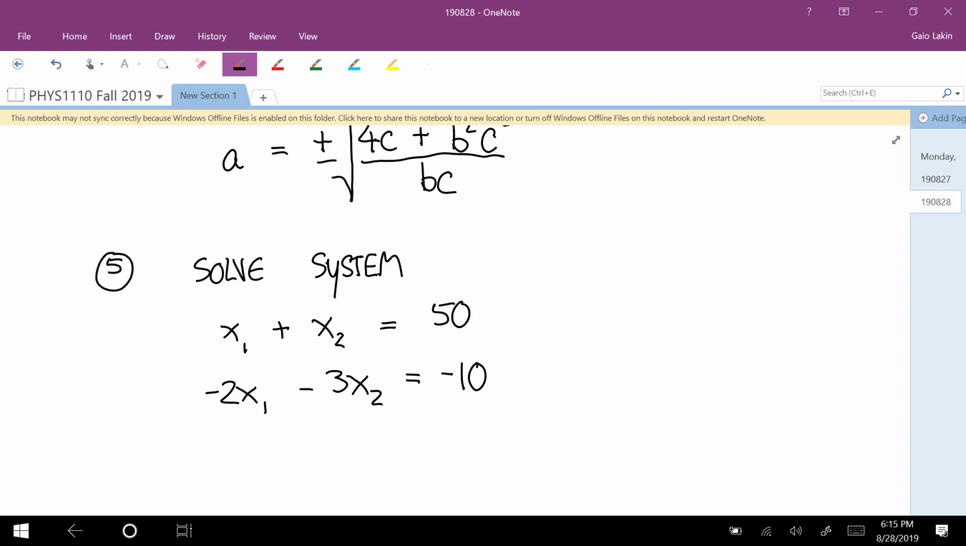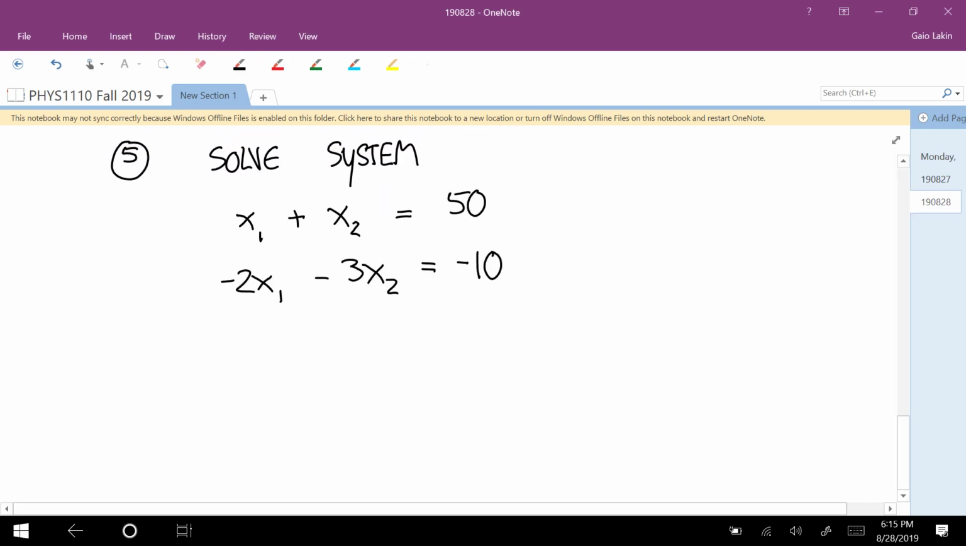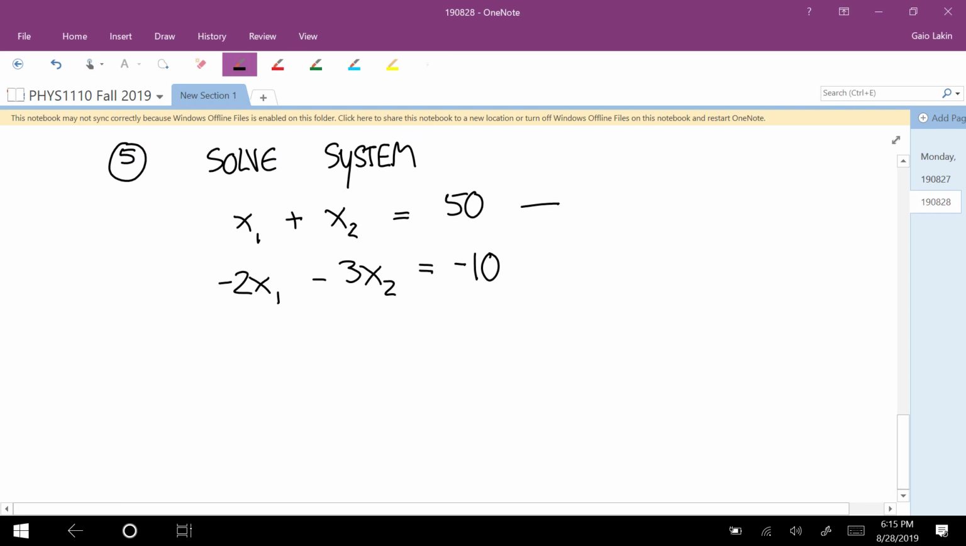Yeah, there's a couple ways you can do it, but substitution always works. So when in doubt, just do that. So I'm going to use the first equation to solve for x1. So x1 is equal to 50 minus x2. And then I'm going to plug that into the second equation.